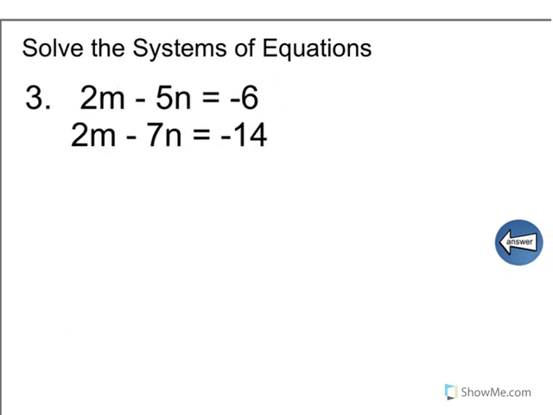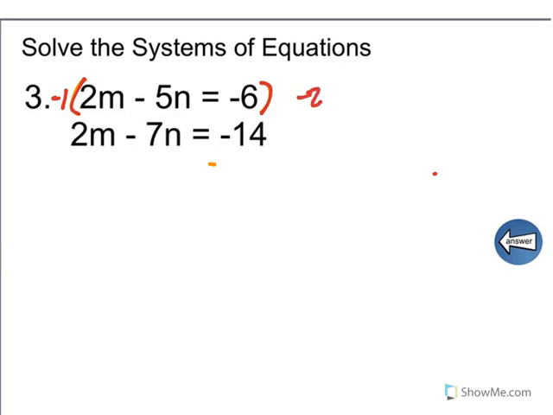Looking at this next one, we have 2m minus 5n equals negative 6, 2m minus 7n equals negative 14. They're already lined up. The variables that I'm going to want to cancel out this time are the m's. Again, one of them has to be negative, so I'm going to multiply one of the equations by negative 1. I picked the top one, so this would be negative 2m plus 5n equals positive 6, because everything gets multiplied by negative 1, so everything becomes the opposite. And the bottom one, I didn't change anything there, so I'm just going to copy that over.